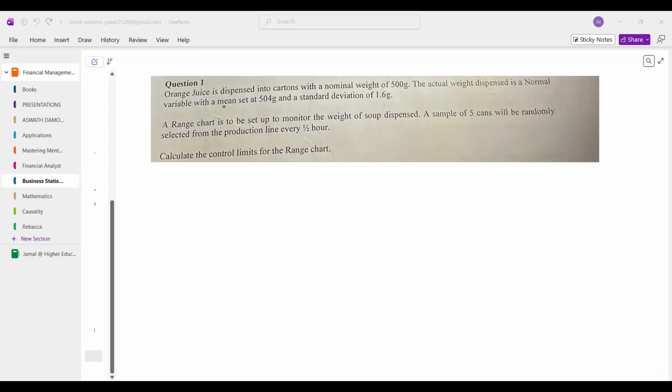Whenever you are finding the control limits, you would need the mean, which you refer to as x bar or maybe R bar. So that is your mean actually. So don't confuse it with 500. So your mu is 504 grams and not 500 grams. And standard deviation is 1.6 grams. So sigma is 1.6 grams.